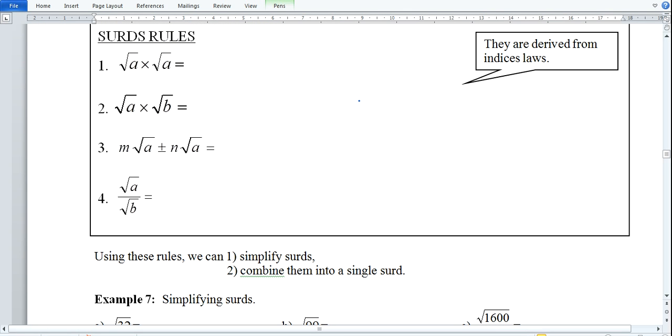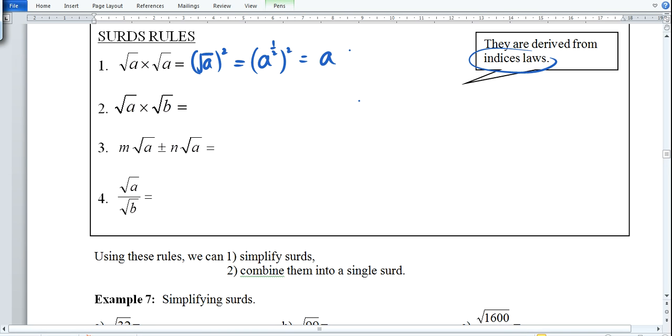Now, you have square root a times square root a. The outcome will be a, right? This is based on the indices law. You can rewrite it as square root of a squared, which is just a power of square, which is just a.